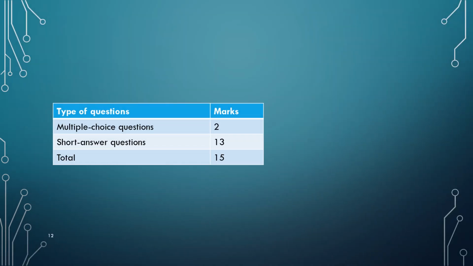2 multiple-choice questions are awarded 2 marks, and 1 short answer question is awarded 13 marks in Newtonian mechanics. The overall score for this section is 15 points. With a total possible score of 130 points, the percentage for this section is 11.5% of the total score.